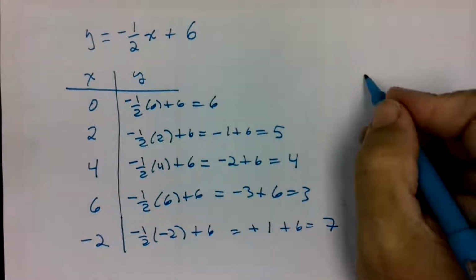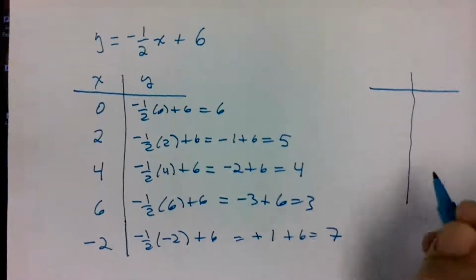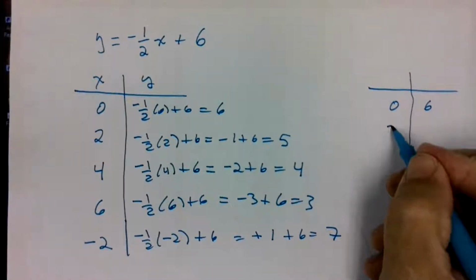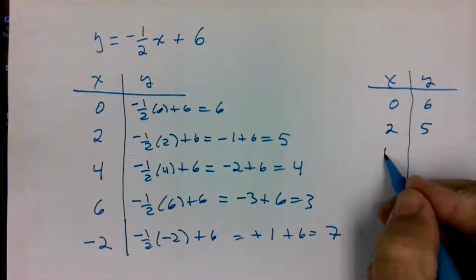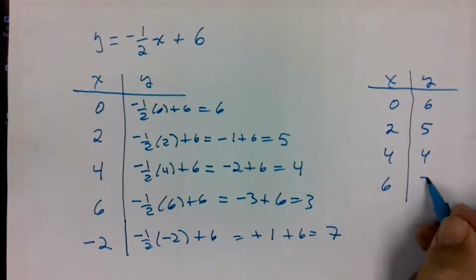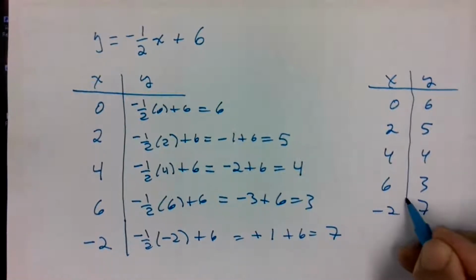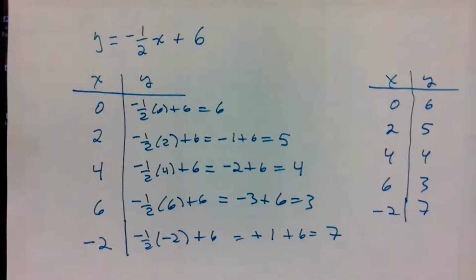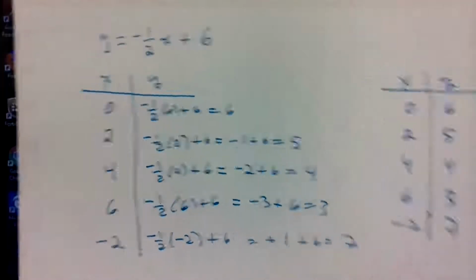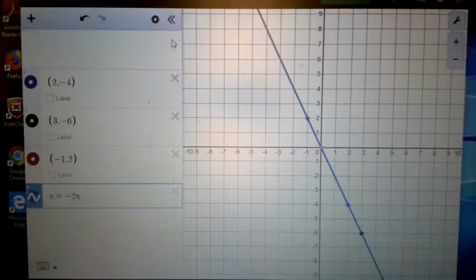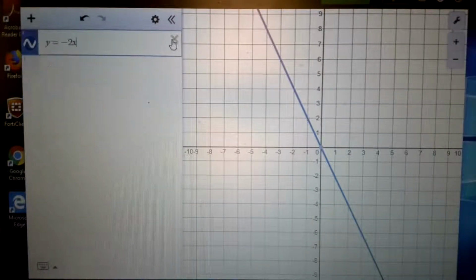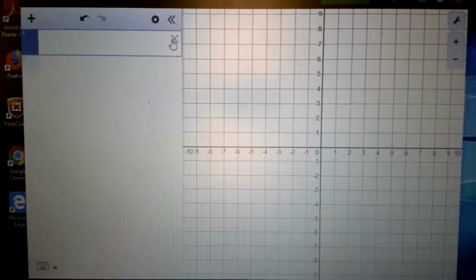So I have all of these points that I can use. I have 0, 6; 2, 5; 4, 4; 6, 3; and negative 2, 7. So those are the points I'm going to want to graph on my grapher to see what they look like. So let's move this aside, and let's eliminate all of these that I just did. And we'll put the new points on there. So starting with the point 0, 6.